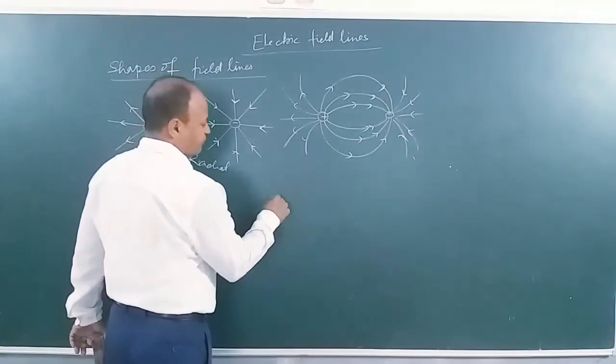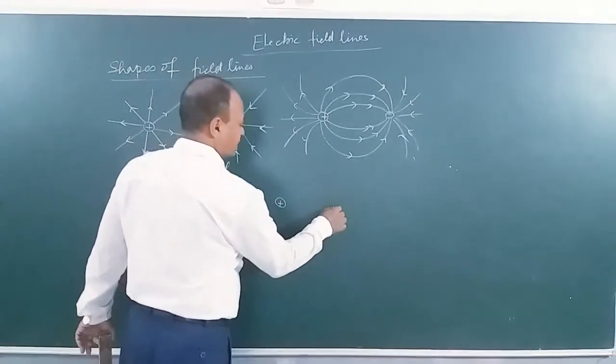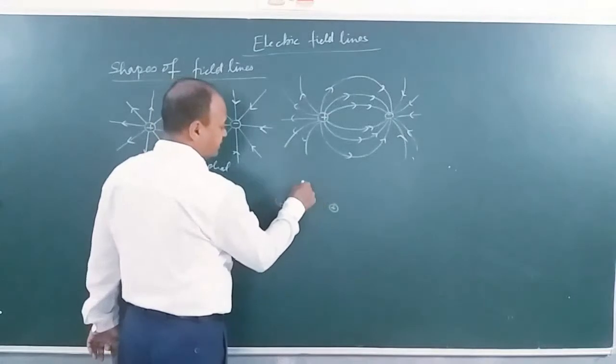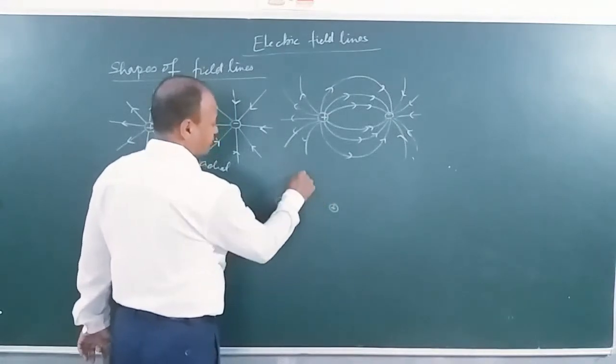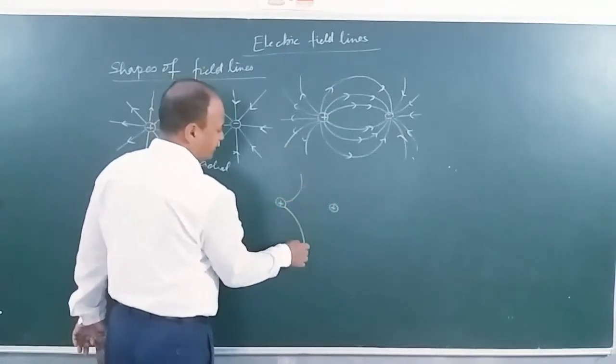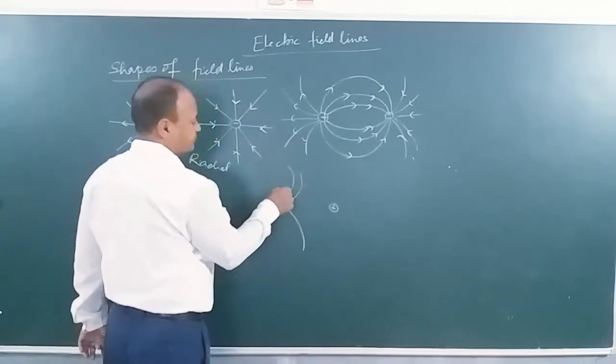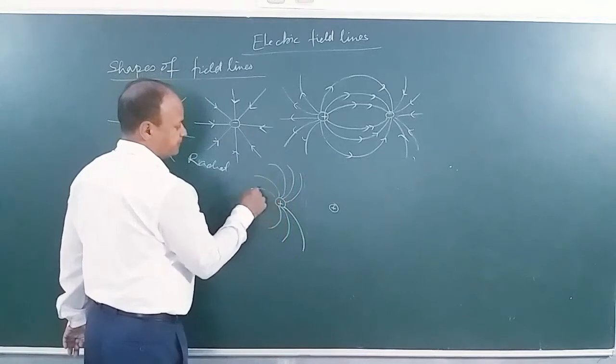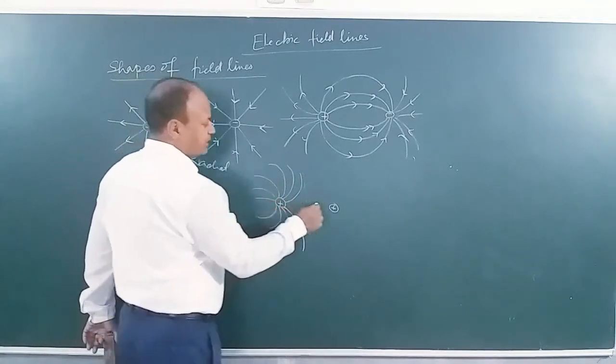If I have two positive charges, one positive here and one positive here, they are mutually repelling each other. So here we have a neutral point, and this is how the lines will be splitting. Okay? This is how the lines are splitting.